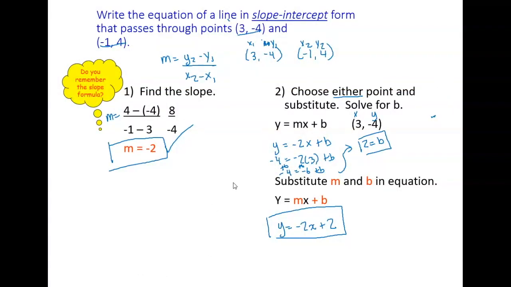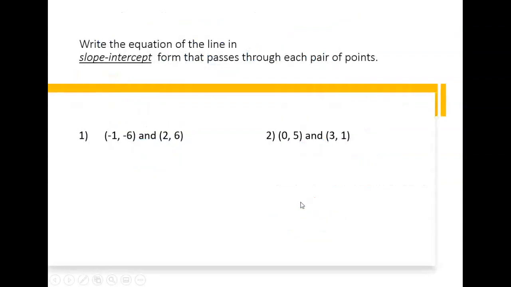So to recap, if I'm given 2 points, so 2 sets of points, I have to calculate my slope first. Once I've calculated that, I can sub that into my y equals mx plus b equation, pick either of the points, doesn't matter which one, sub it in and solve for b. Once I've solved for b, then I have both things that I need to write my equation of a line. So now I can just write y equals mx plus b.